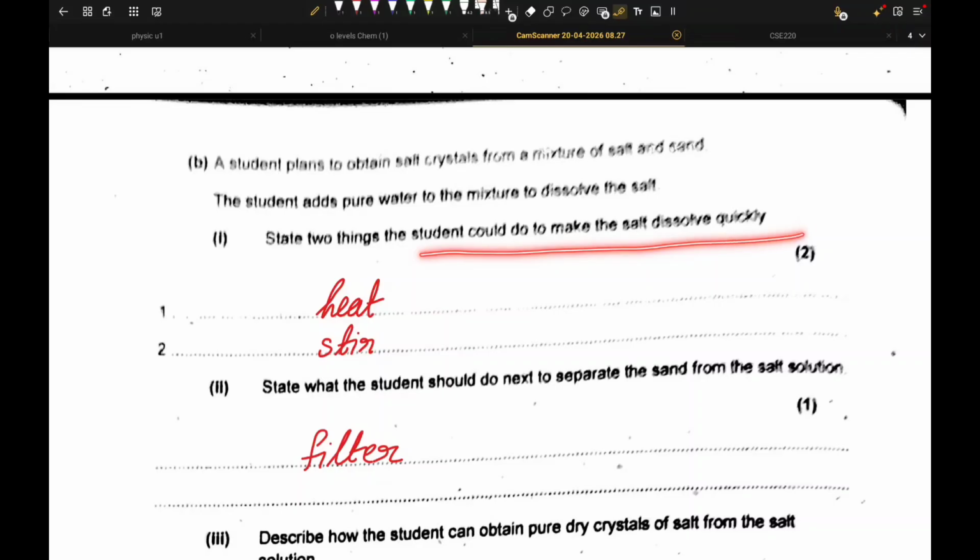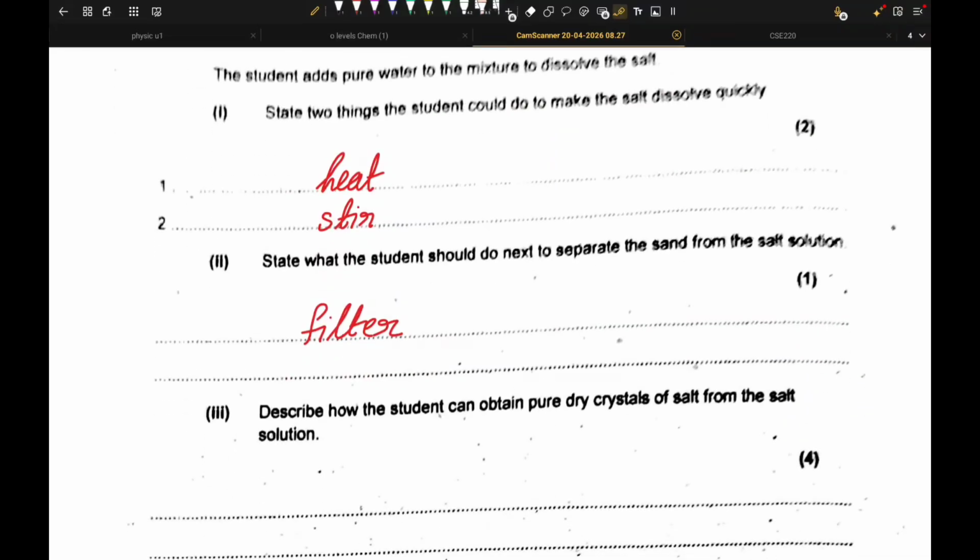Say 2 things the student should do to make the salt dissolve quickly. One is to apply heat, the second is to stir. State. Now, state means we just have to state the answer. We do not have to explain or discuss anything like that. State what the student should do next to separate the sand from the salt solution. Use a filter, or you can also write filtration, because filtration is the process.